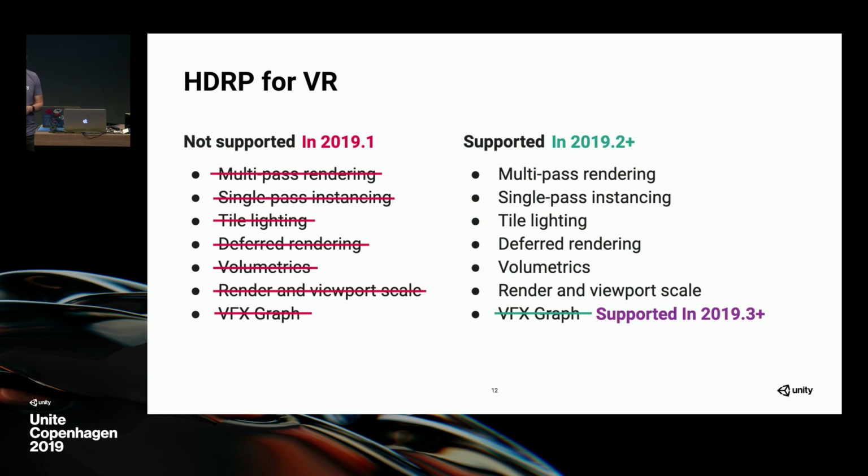Those have been solved in 2019.3, and the fix also links into the Lightweight and Universal Render Pipelines as well. If you have tried to use those pipelines and looked at things like the VFX Graph before this fix, it would only ever render in one eye. So if you closed one eye, it looked like it was working. But the good thing is that in 2019.2, we're supporting basically all of the features.